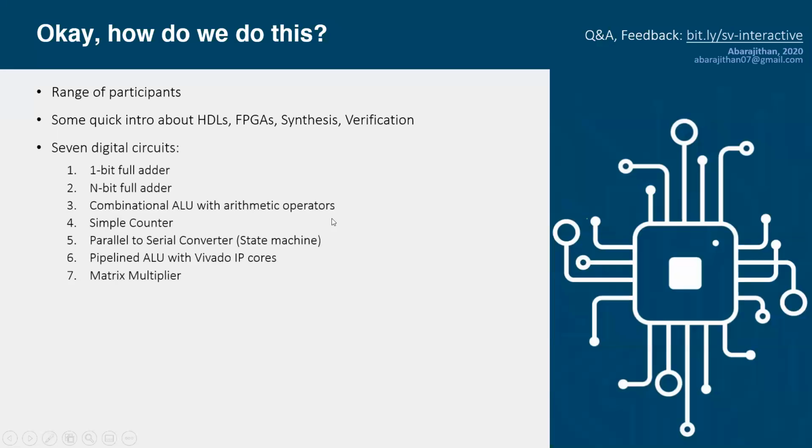So what are we going to do? We are going to implement 7 digital circuits of increasing complexity. First we'll start with a 1-bit full adder, just logic gates, some AND gates and XOR gates. From there, we will put n number of them together.